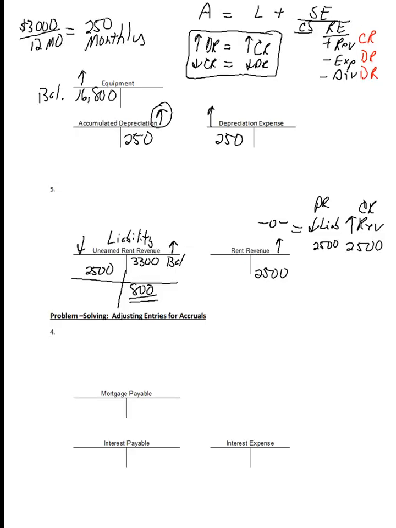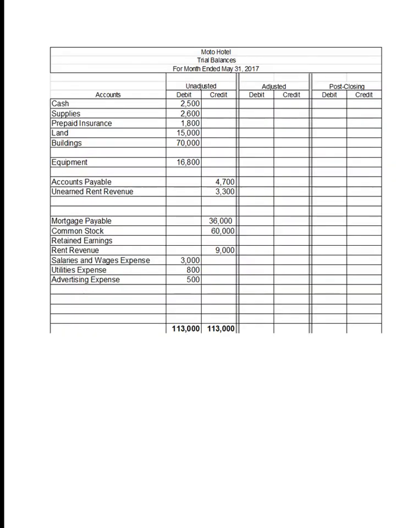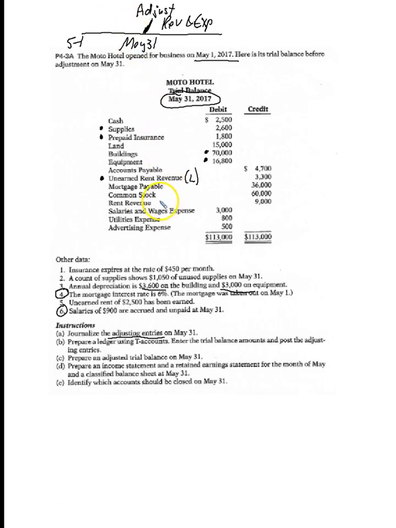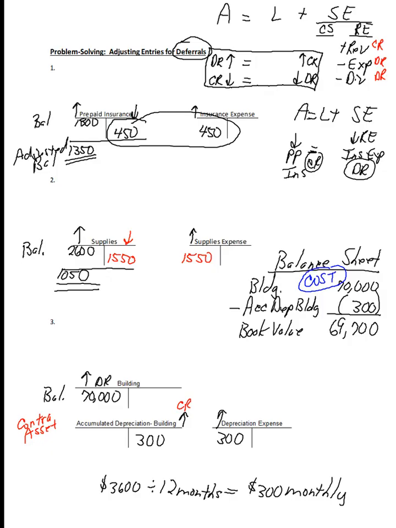Okay, now let's go to accruals. Accruals, no cash has been paid yet or received. So on number 5, the mortgage. We have a mortgage of $3,600. Well, a month has gone by, right? That was taken out on May 1. Well, interest accrues, right? So they tell us we have a 6% interest rate. So let's go problem solve.